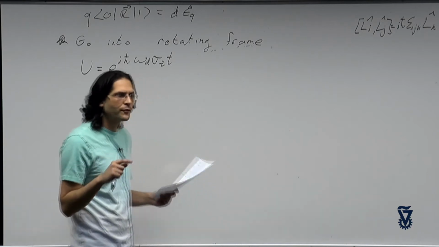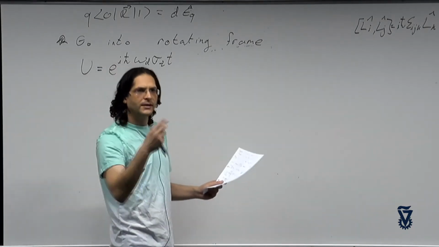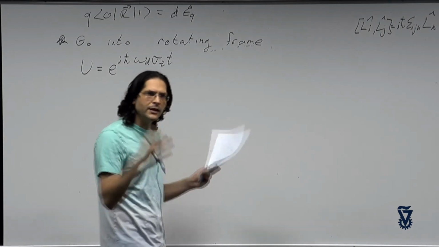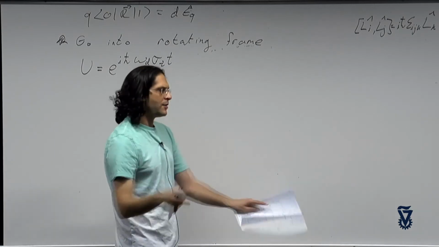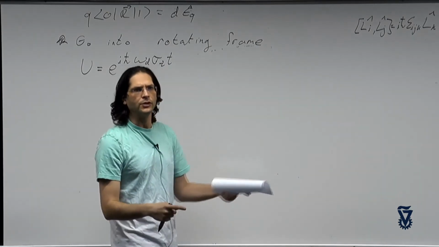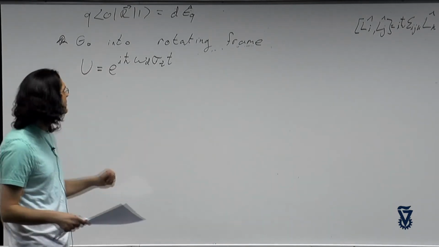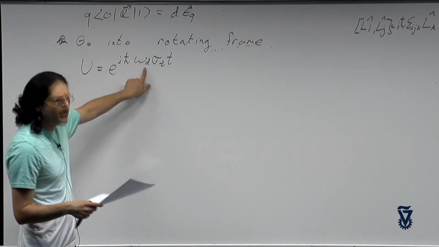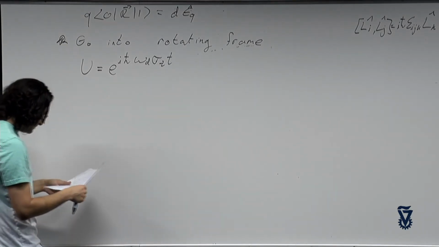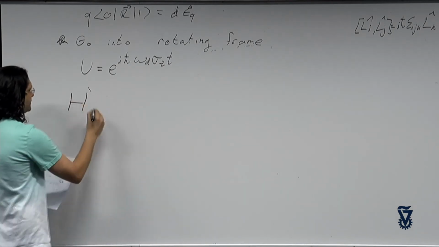Okay? We have a drive frequency. This drive is not a rotating drive. It's a linear drive, but a linear drive you can think of as a combination of a rotating field and another field that's rotating in the other direction. Okay? And then you get some polarization in some direction in space. So we're going into the frame that's rotating at the drive frequency. And then we get the following result.